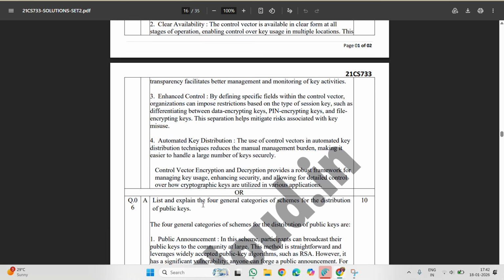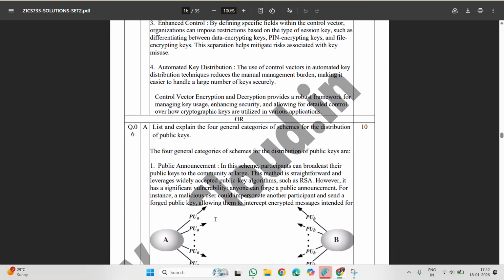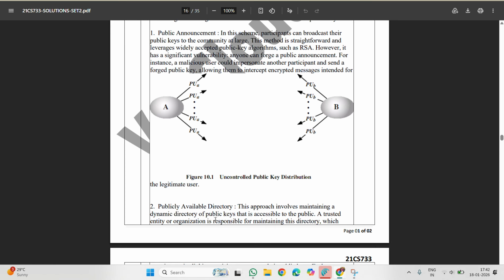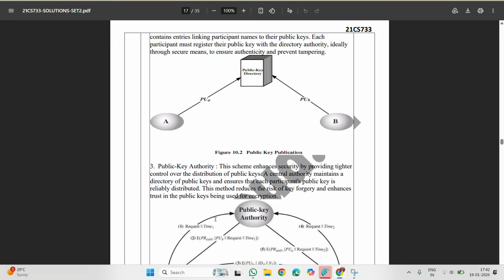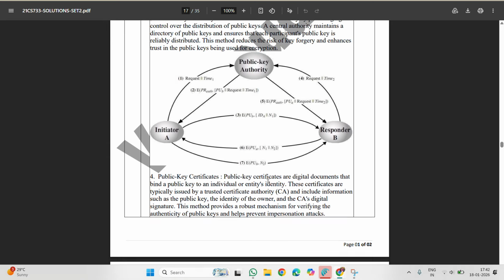Coming to the question number 6. First question is list and explain 4 general categories of schemes for the distribution of public keys. There are 4 distribution schemes, and the first one is public announcement. Explain what is public announcement, what are the drawbacks in that, and draw the diagrams. Second one is publicly available directory. Same as previous one, explain the definition and drawbacks, including with diagram. And third one is public key authority. Fourth one is public key certificates. For these two also, similar to the previous two, draw the diagrams and explain the working procedure. Without diagrams, don't expect the full marks.